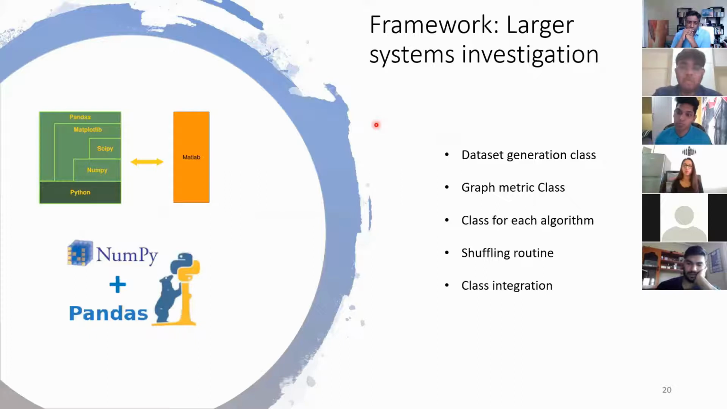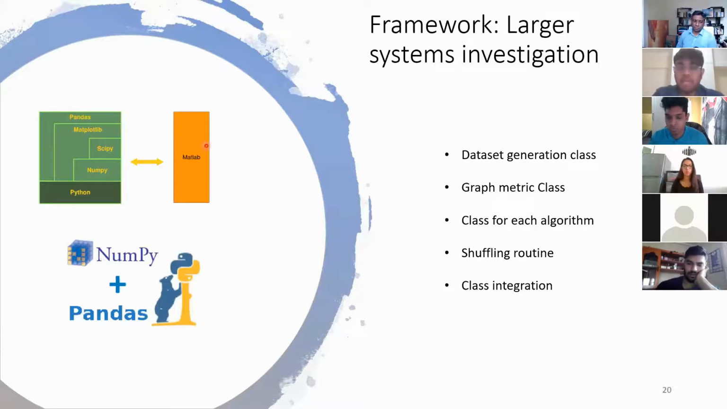However, I needed to investigate how these algorithms perform with larger systems. So what about a system that's an n by n system, where the number of suppliers and consumers are not equal and they're not 6? Maybe they are 30 and 5 or 50 and 30. So I had to create a framework in Python.